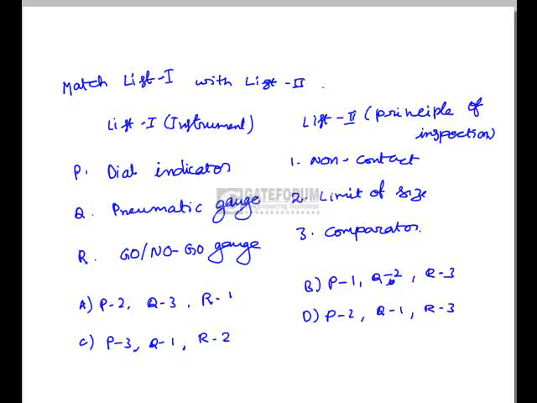Match list 1 with list 2. Here list 1 consists of different types of instruments and list 2 consists of principle of inspection. Here in list 1 the instruments are dial indicator, pneumatic gauge, go or no go gauge, and the principle of inspection is non-contact, limit of size, comparator. Here go and no go gauge is related with the limit of size. So go gauge is used to measure the highest limit and no go gauge is used to measure the lowest limit. And here pneumatic gauge is a non-contact type gauge and dial indicator is a comparator. So in the given options, the right option is B. B is the right answer.